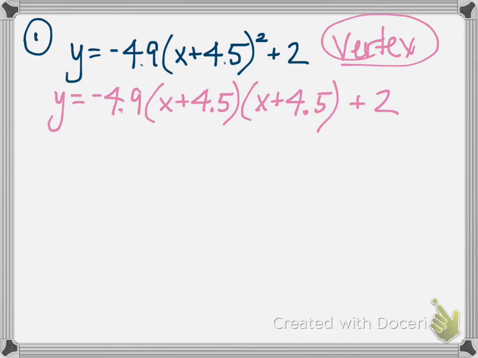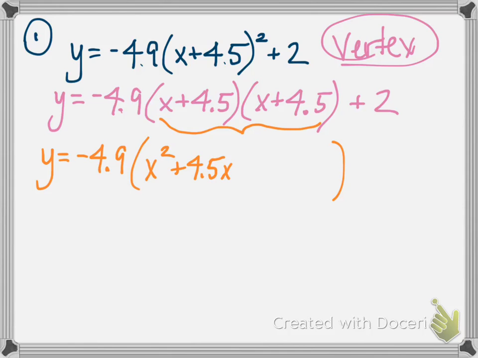The next thing I'm going to do, either with an area model or by FOIL, is multiply out these 2 parentheses, leaving everything else the same. So y equals negative 4.9, leaving that alone. And now I'm going to multiply these 2 parentheses here. x times x gives me x squared. x times 4.5 is 4.5x. 4.5 times x is 4.5x. And 4.5 times 4.5 is 20.25. Ugh, I almost fit that in. Okay. And then the plus 2 on the end.